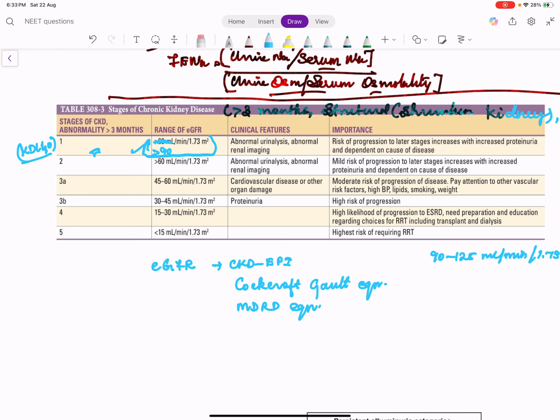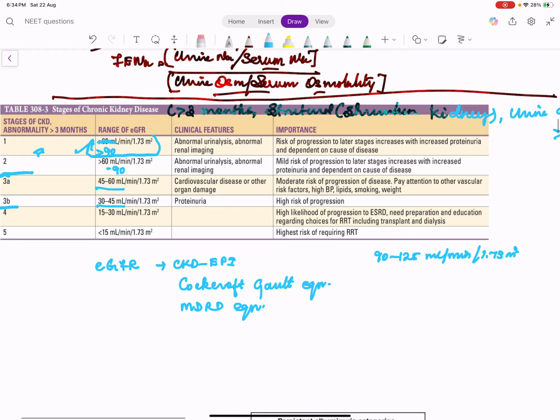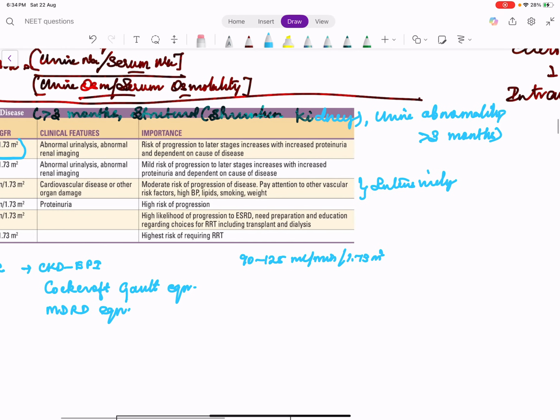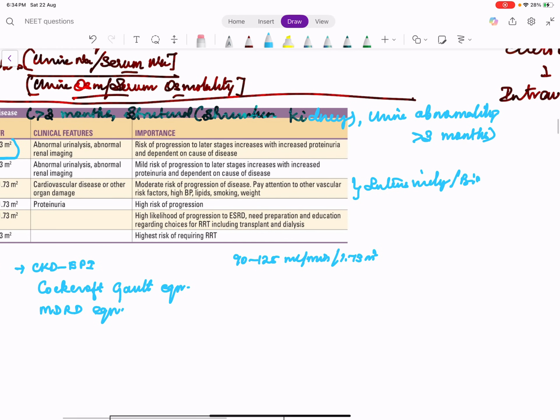CKD stage 2 is 60 to 90 ml per minute per 1.73 square meter area. Stage 3 is very important. That is when eGFR is below 60 ml per minute. Stage 3A is 45 to 60 ml. 3B is 30 to 45 ml. Stage 3 is important because we have to treat intensively from CKD stage 3. So all the drug modifications, bicarbonate supplementation, the preparation for hemodialysis.